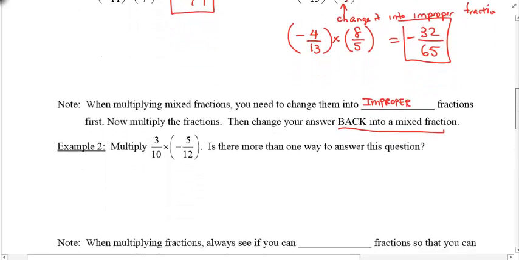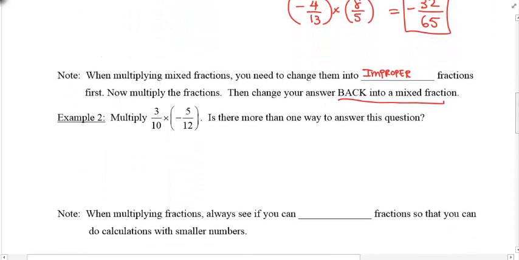Alright, here's our next example, number 2. 3/10 times negative 5/12. So I'm going to say the answer is negative, and 3 times 5 is 15. 10 times 12 is 120. Leave your answer like this, and I won't be so happy, because I think we can actually simplify. We should be able to reduce. I see that both numbers are divisible by 5. So we should be able to divide both by 5.